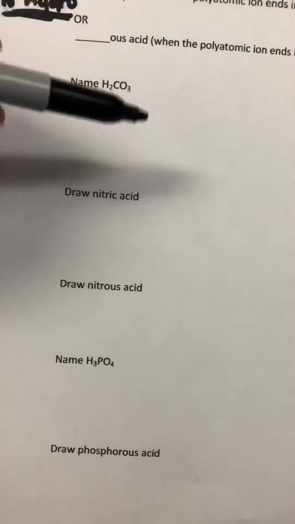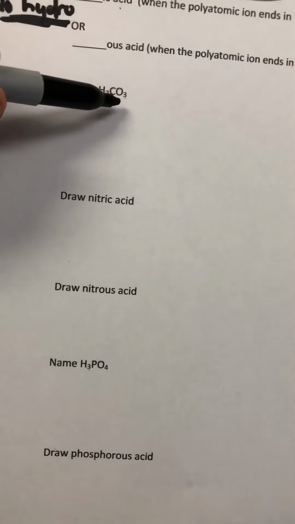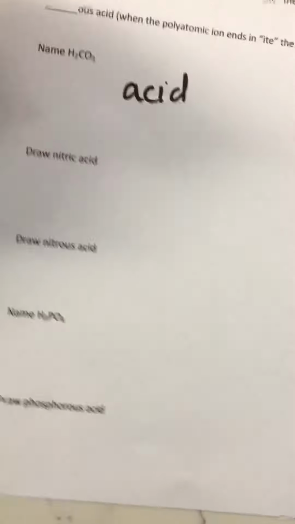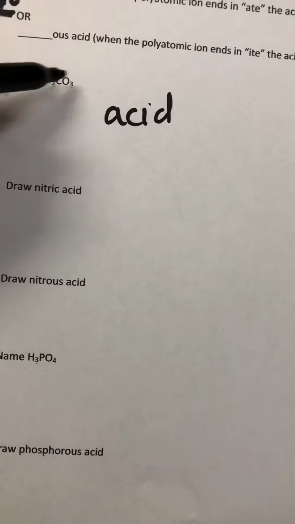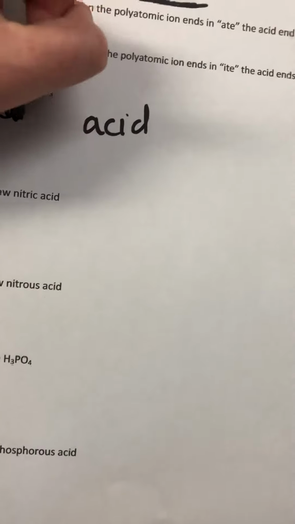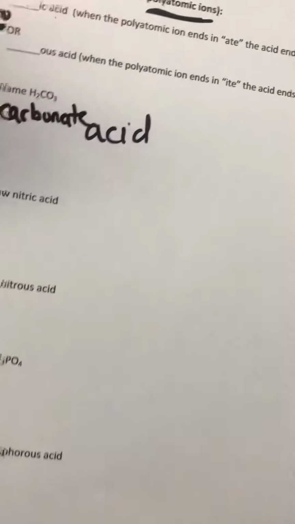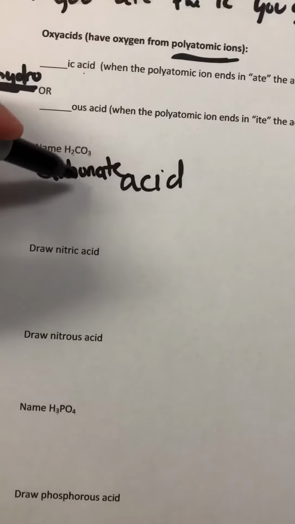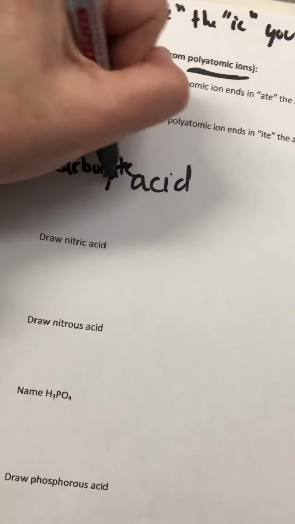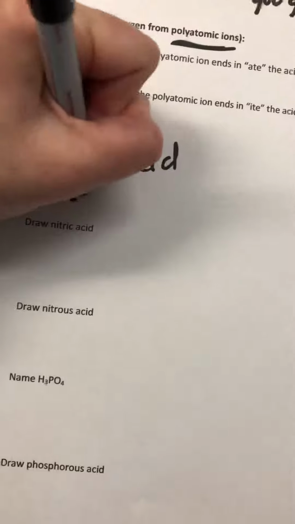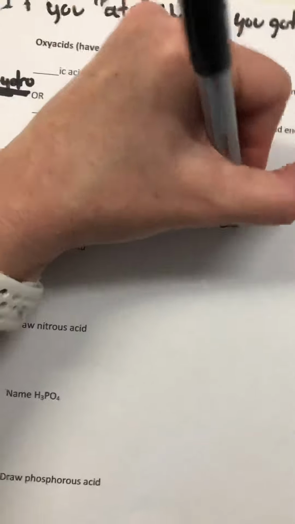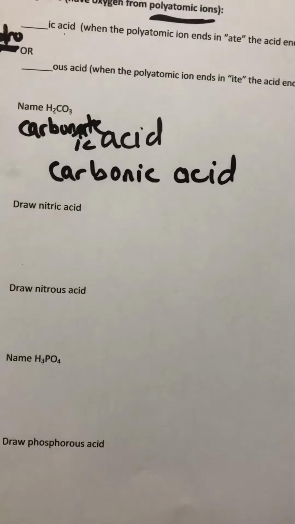Again, we're assuming all of these are aqueous, but the first thing you should notice about this is it starts with an H, and it's got an oxygen in it. Starts with an H, it's going to end with acid, no matter what. Next thing you should pay attention to is it's got a polyatomic ion, because it has oxygen. This polyatomic ion you should recognize as carbonate. Again, if you ate the ic, in other words, if it ends with -ate, we're going to change it to an -ic acid. This is going to become carbonic acid. Let me rewrite this a little prettier. This is the acid that forms when you have a carbonated beverage that you drink.